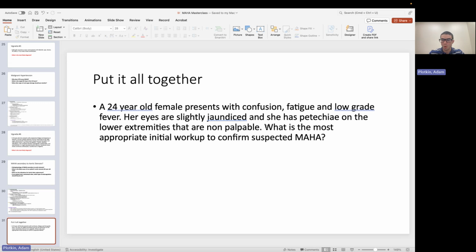So we have all this. What is the most appropriate initial workup to confirm suspected MAHA? So we're thinking about MAHA here, right? If we remember back to the first couple slides, I told you what the workup should be. So pause your screen, see if you can rattle them off.